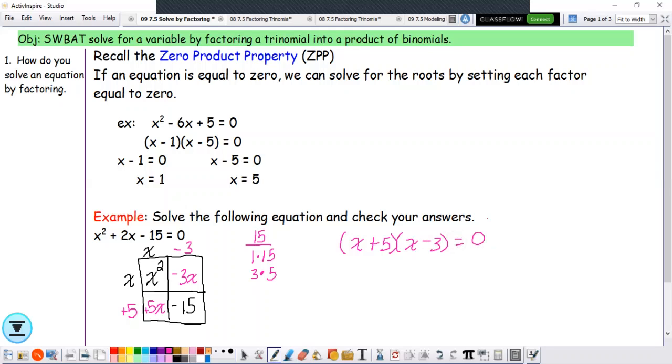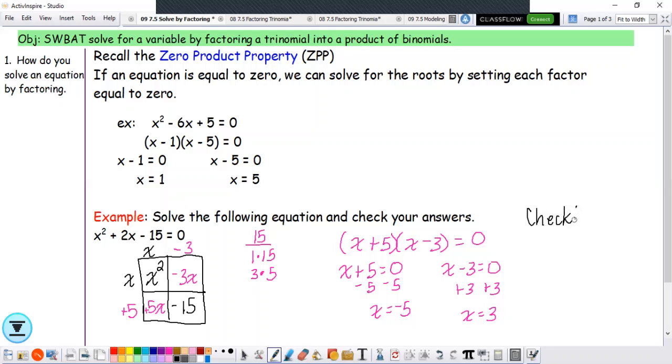And then if we recall from the zero product property, I would set each of these factors, the x plus 5 equal to 0 and the x minus 3 equal to 0. And I would solve. So I would subtract 5 and x would be negative 5. I would add 3 and x would be positive 3. So now let's check our work.